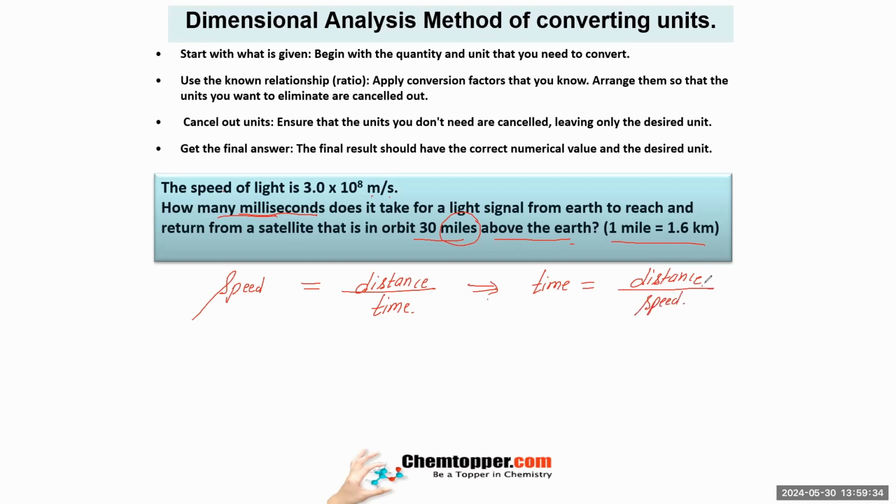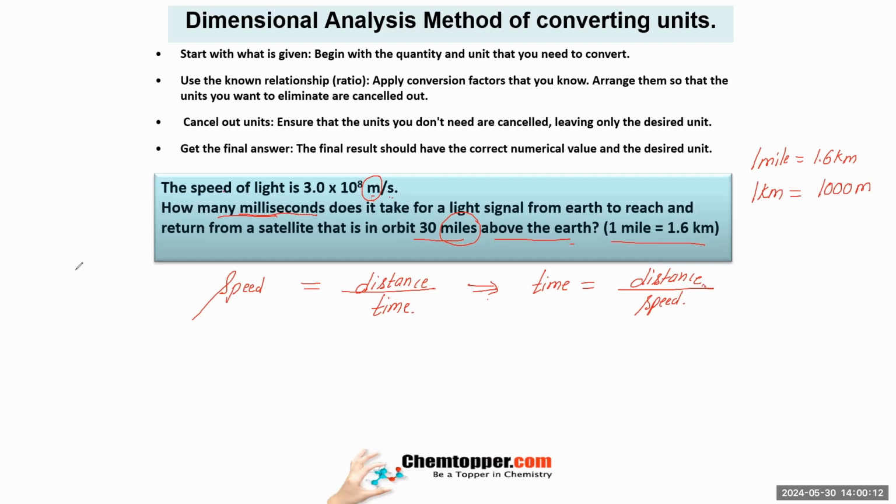Now I need distance in meter because speed has a unit of meter per second. So distance has to be in meters. But here it is given to us as 30 miles. So I have to convert miles into kilometer. I know that 1 mile is 1.6 kilometer, and I also know that 1 kilometer is 1000 meter. This is from the metric system, the prefixes. So these two ratios I know.